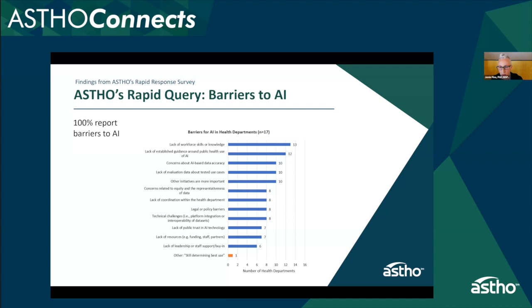We also heard concerns about AI-based data accuracy and whether or not they can rely on the results that they're getting from artificially intelligent tools. They also noted there's a lack of evaluation data about tested use cases in this space. And finally, they noted concerns about equity and representativeness in the data, which is an important subject that we'll get to later.